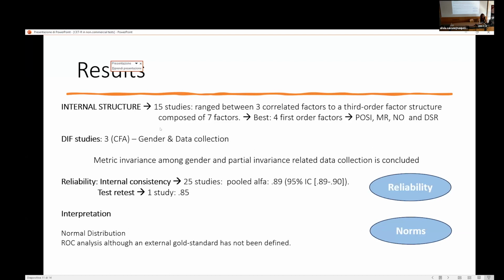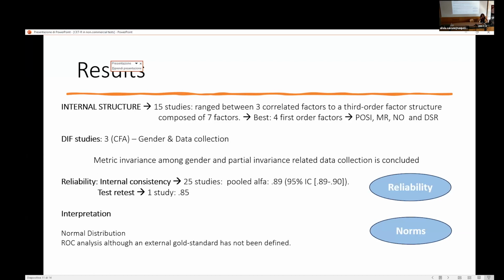For differential item functioning studies, there are 3: 2 that consider gender, and another one that considers data collection, whether it was online or paper and pencil. And the results are relatively good in terms of full invariance or partial invariance. Regarding reliability, alpha was really high, and this is the information that is most frequently reported across studies. And then test-retest, only 1, but with a good value.